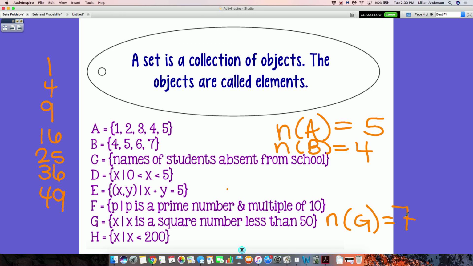So if you see something like this, it's asking you how many numbers are in those respective sets, whatever's in the parentheses. Make sense? What about F? Well, F is actually interesting, because it's saying the set of p-values such that p is a prime number and a multiple of 10. Somebody give me an example of a prime number that's also a multiple of 10. 5. Multiple. Oh, that means they get bigger.